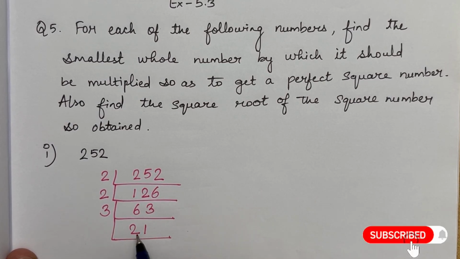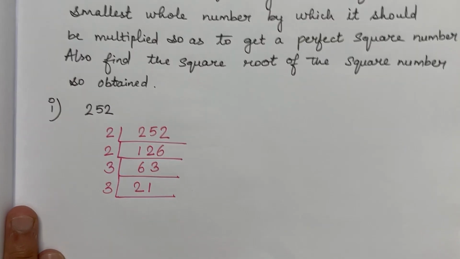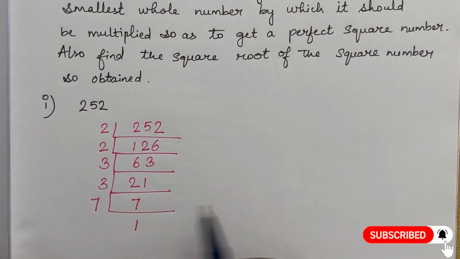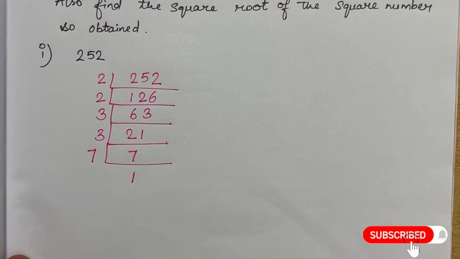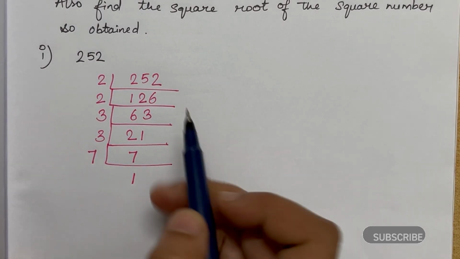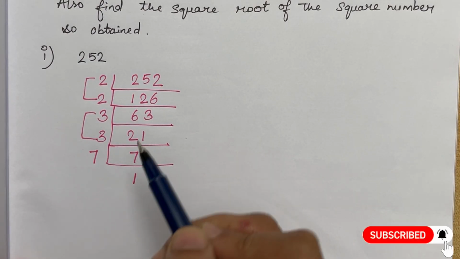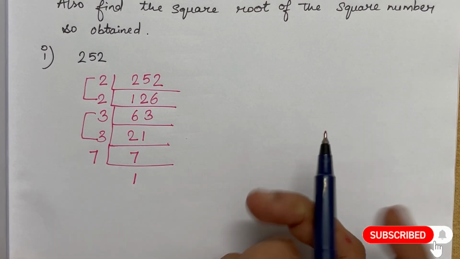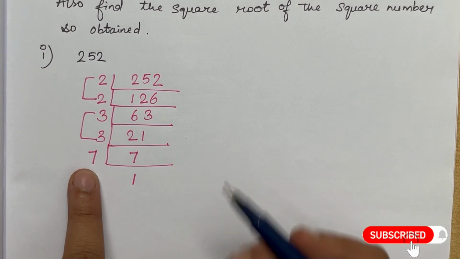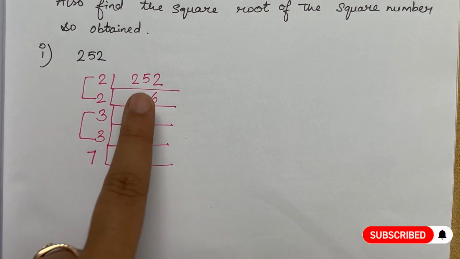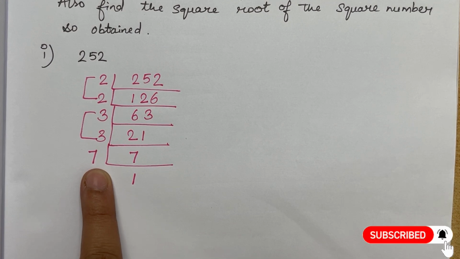Now again 21 is divisible by 3, 7 times. 7 is divisible by 7, 1 time. Now we'll write all the pairs. Look here, this is a pair of 2, this is a pair of 3, and we don't have a pair of 7. So this number must be multiplied by 7. If we multiply this number by 7, we'll get a perfect square.